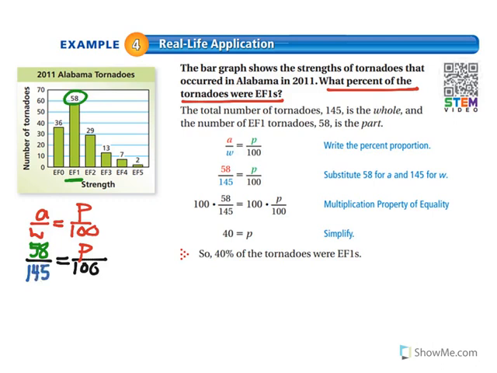So 58 out of 145 equals this percent over 100, right? So let's go ahead and solve our proportion. We're going to do 100 times 58 is 5,800. 145 times P is 145P. And we can divide both sides by 145.